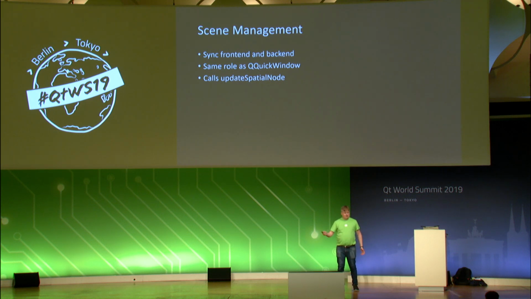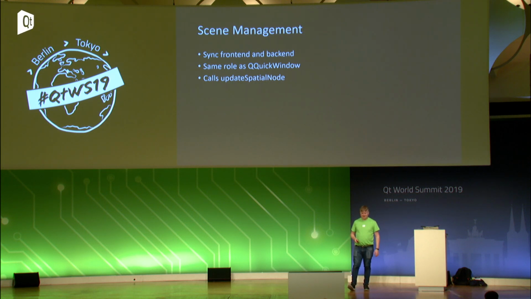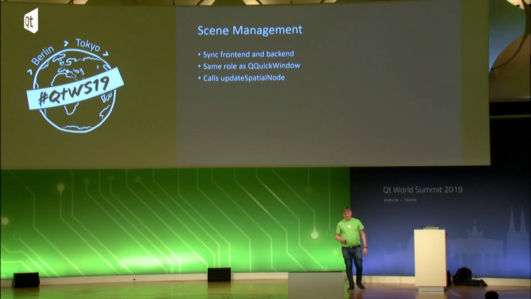Yeah, so scene management is basically syncing the front end content with the back end content. It works exactly like QtQuick. What's kind of messed up in QtQuick is all of the scene management of QtQuick is part of QtQuick window, which it's always been annoying, to be honest. And this is where update spatial node gets called on the QtQuick side through the View 3D.